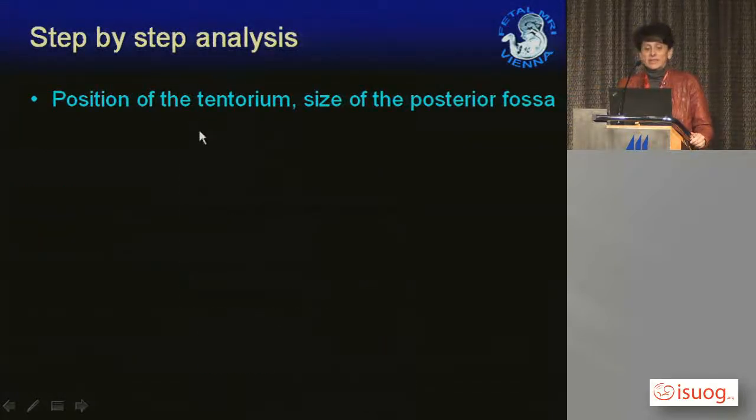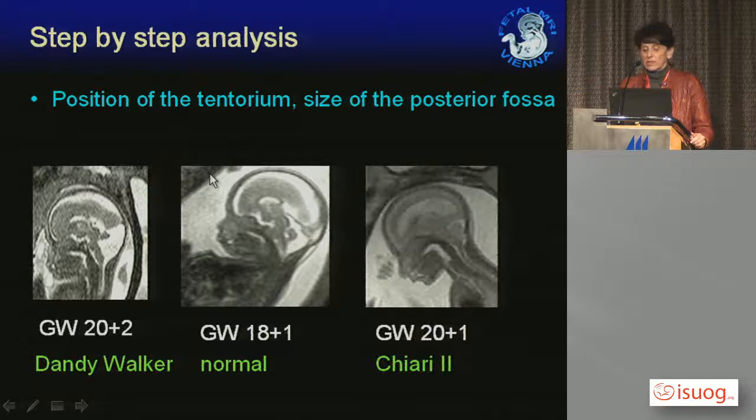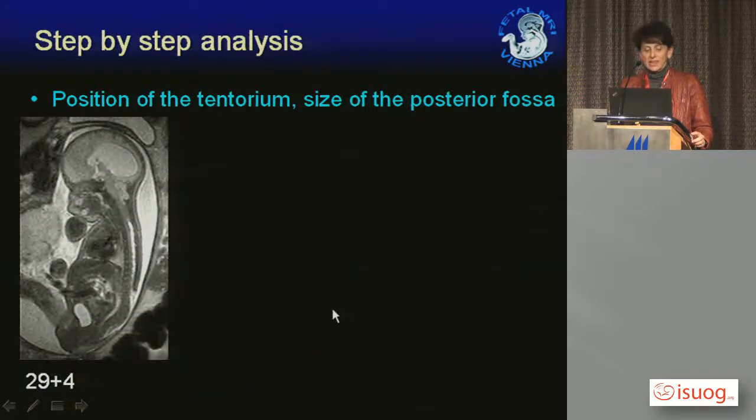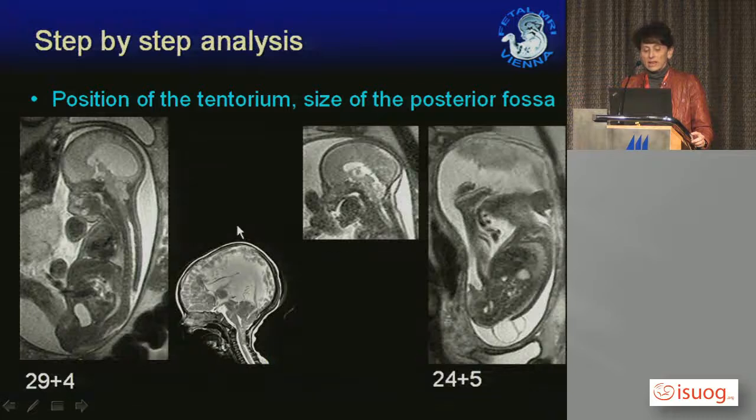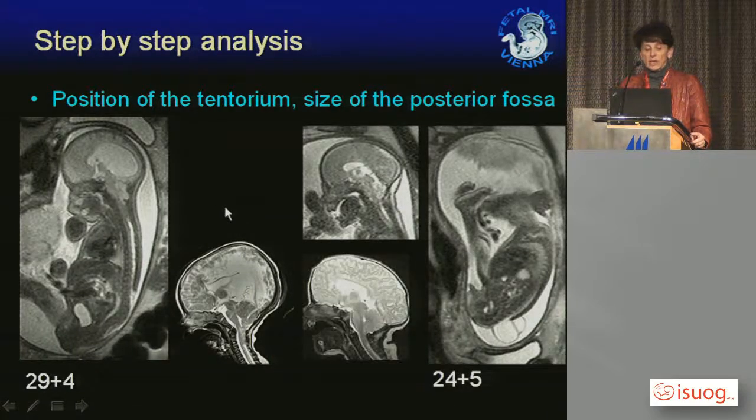On MRI, we follow a step-by-step analysis. I can go over that very briefly because everything has been said. The position of the tentorium may be too high, normal, or too low with the respective malformations. Here, I will just go very quickly over these cases. Both of them are Chiari 2 malformations because you see the spinal defect and you see the brain. But the outcome, here you see the brain with a very small posterior fossa and the vermis and other parts of the cerebellum protruding into the cervical spinal canal.